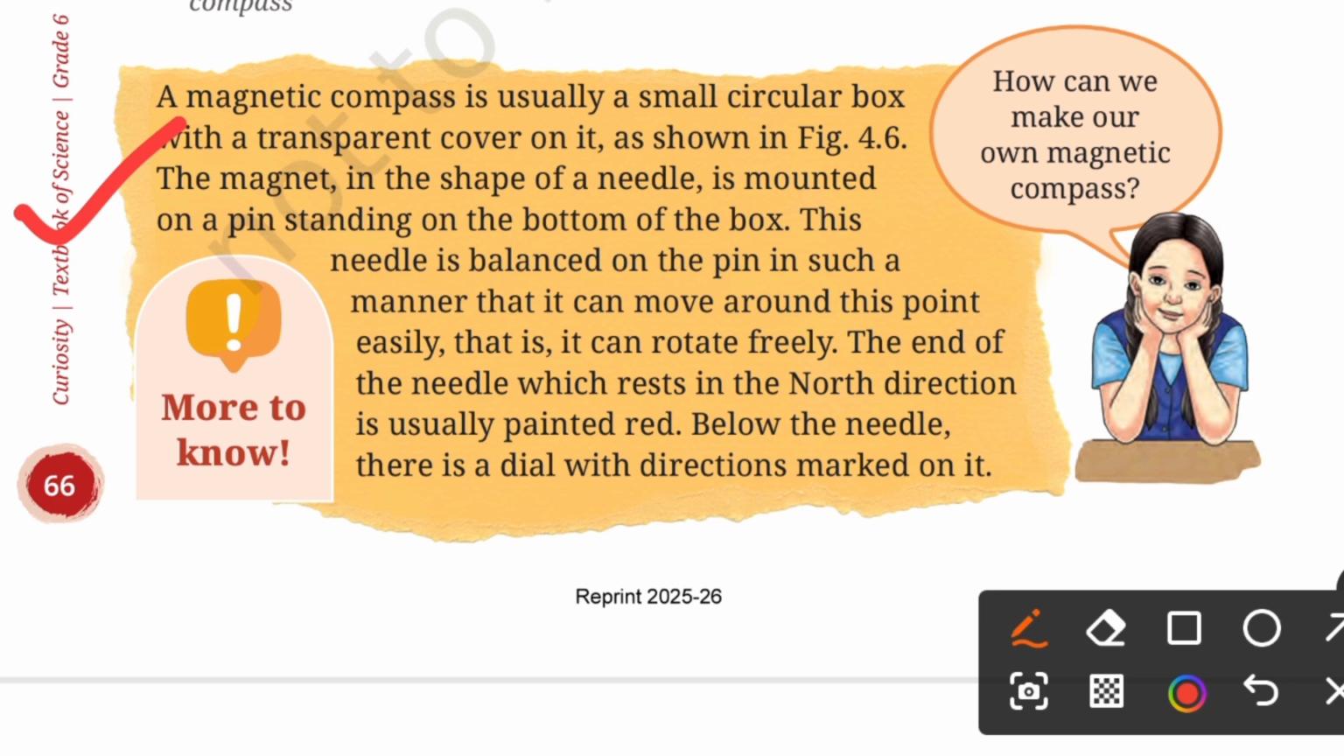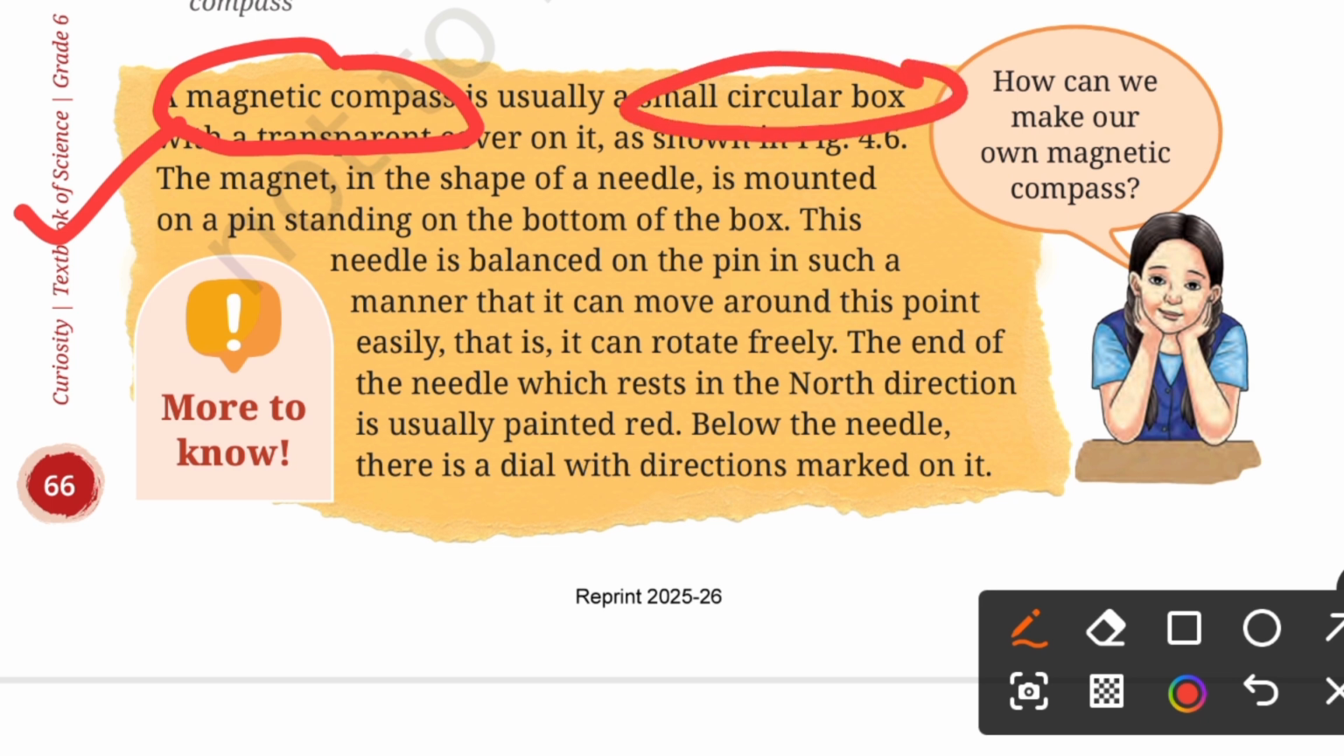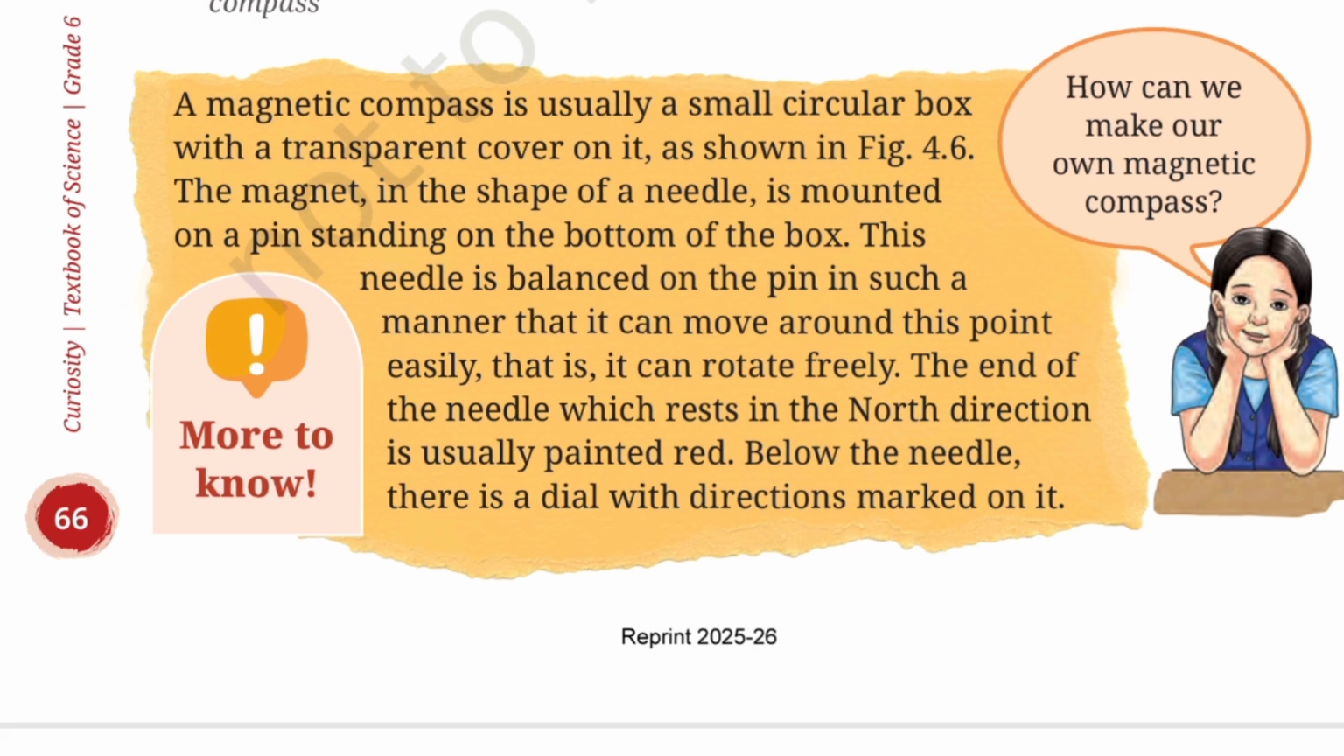If there is a question that what is a magnetic compass or write a short note on magnetic compass, तो आपको ये लिखना पड़ेगा कि magnetic compass एक small circular box होता है जिसके ऊपर एक ट्रांसपेरेंट कवर है. द मैग्नेट इन द शेप ऑफ अ नीडल, ये जो पूरा बॉक्स है ये मैग्नेट नहीं है, इसके अंदर एक नीडल है जिसे एक पिन के ऊपर रखा गया है और वो मैग्नेट की तरह काम करता है क्योंकि वो नीडल को पिन के ऊपर रखा गया.